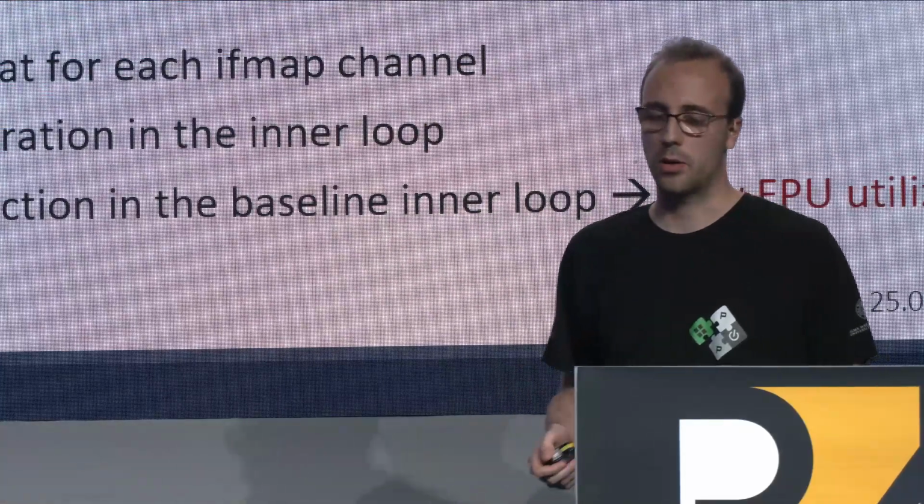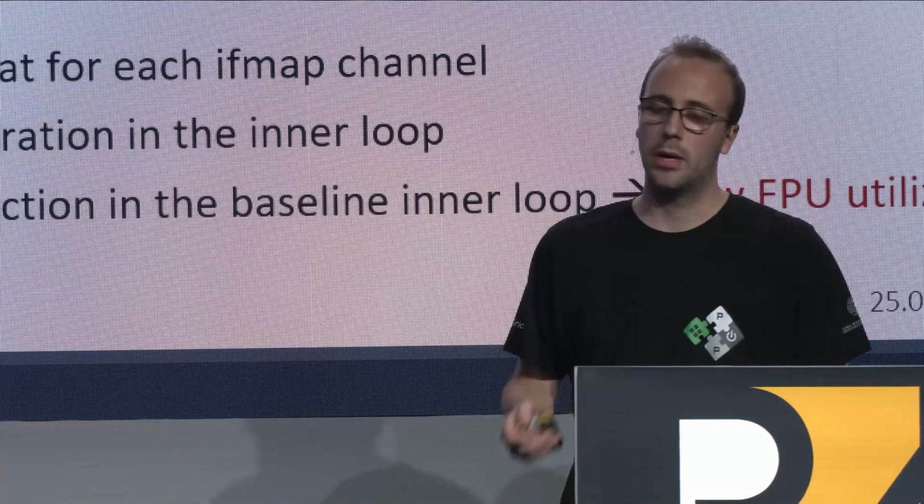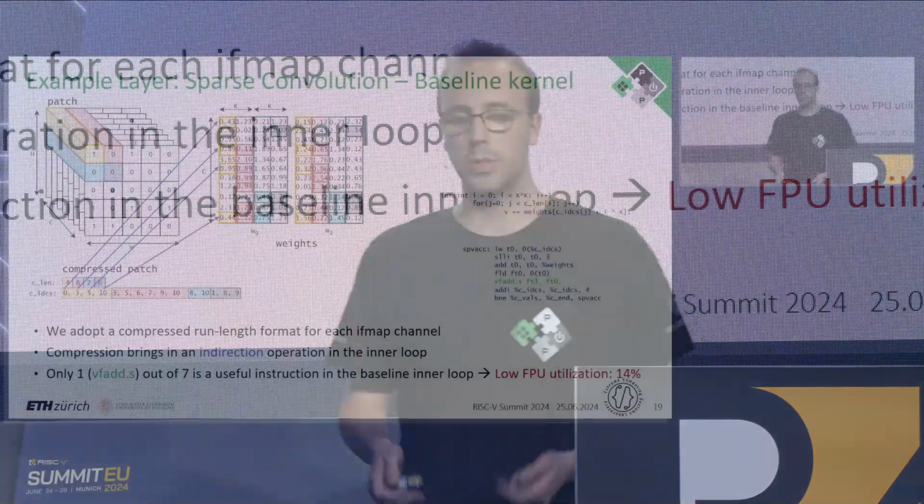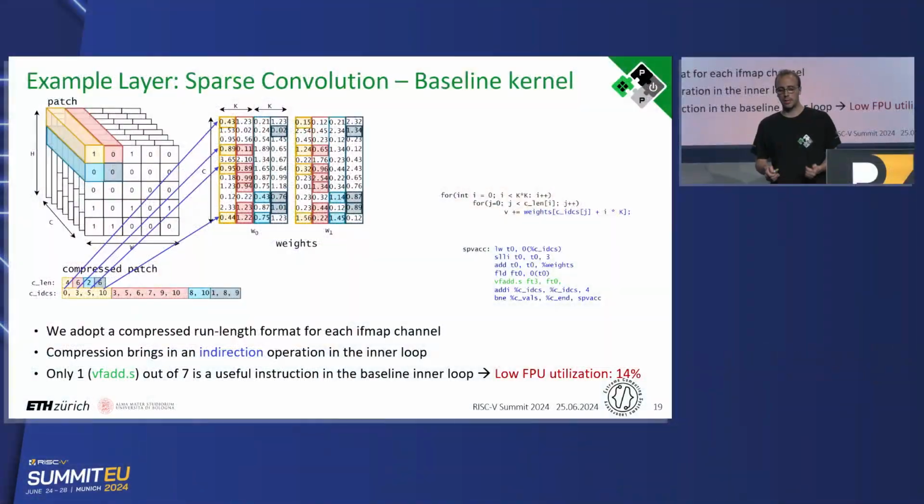So by using a compressed format, of course, we can get better utilization of the memory, and we can easily replace the MAC operation with an add operation. However, the compression automatically brings in an indirection operation, and as you can see on the snippet of code, in the hot loop of the sparse convolution, we have only one instruction that actually is a useful instruction. And so this leads to a low floating point unit utilization.